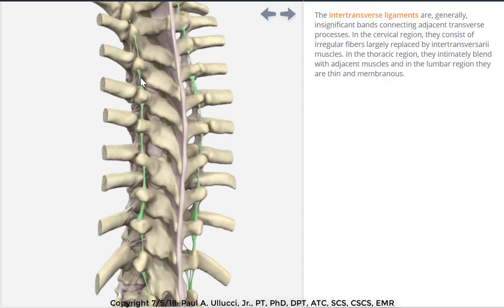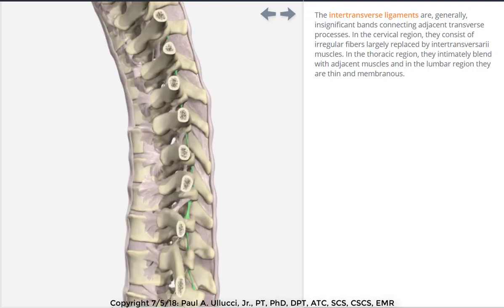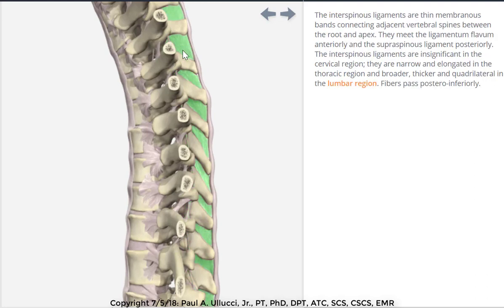This structure here is the intertransverse ligament. It's important that you keep track of that. It is a ligament that you will need to know. Now we start to see a whole array as we come to the sides. You can see maybe a better appreciation of the interspinous ligament.